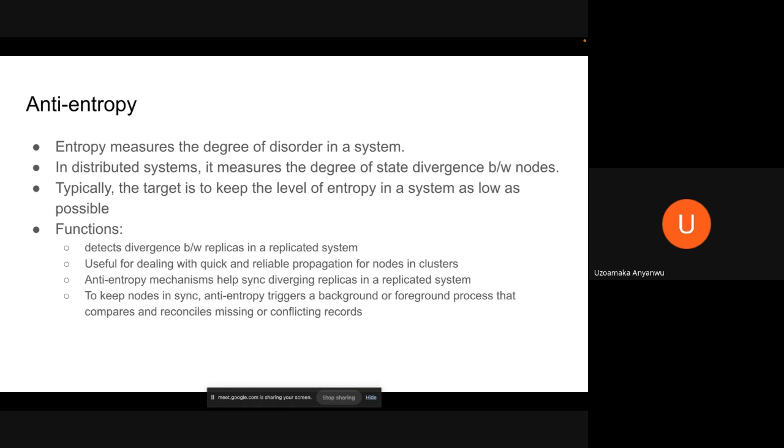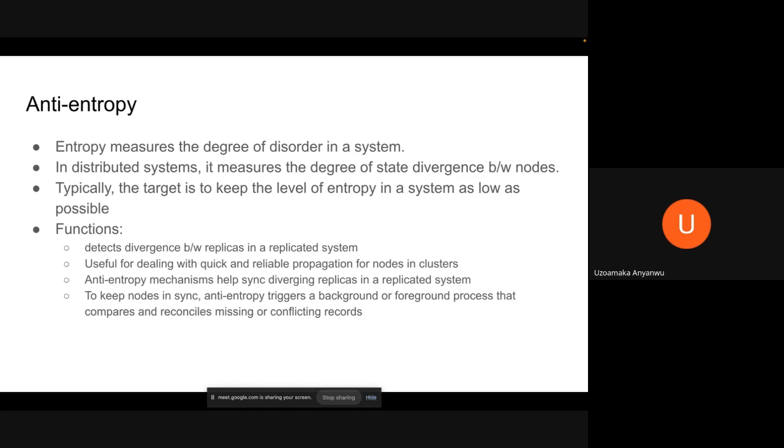So we make use of anti-entropy mechanisms to identify replica nodes that have inconsistent data and reconcile them. Data inconsistencies can come from frequently deleted data or node failures. So anti-entropy mechanisms help with that.